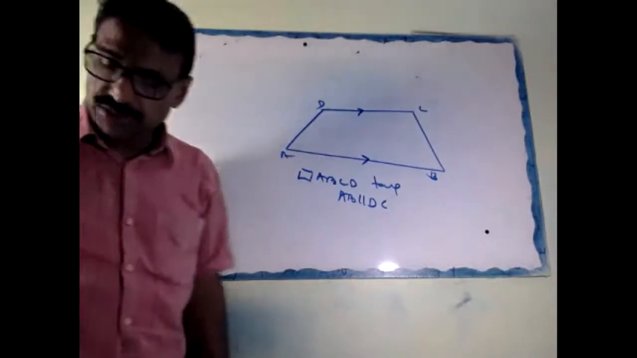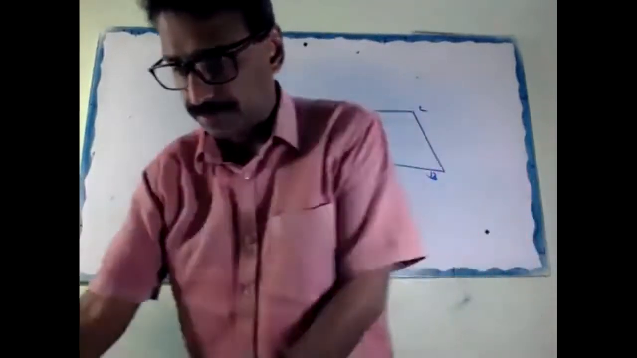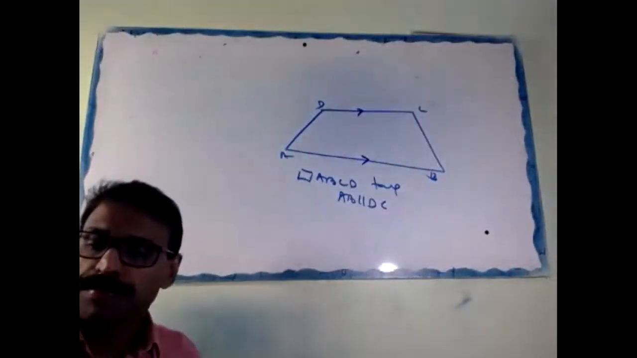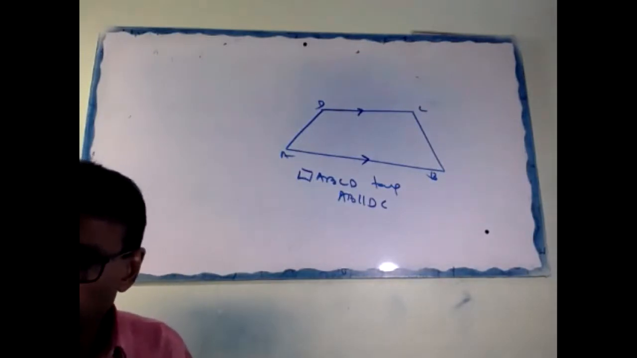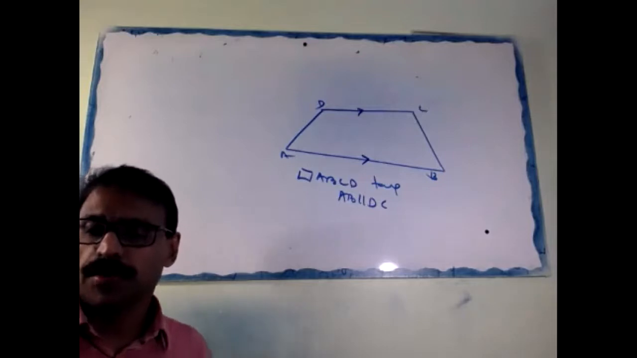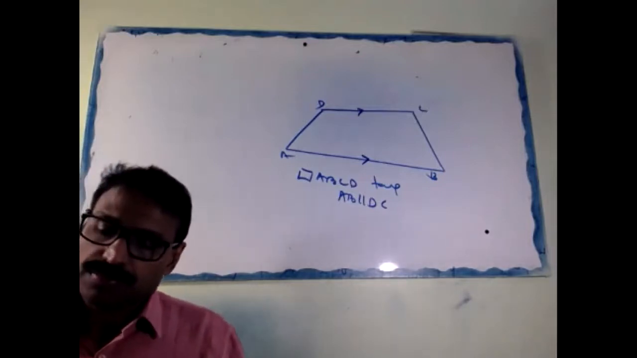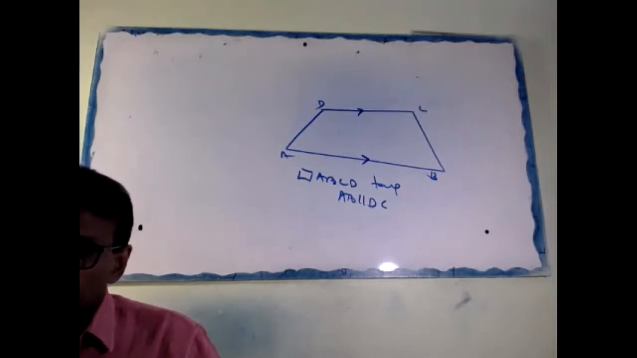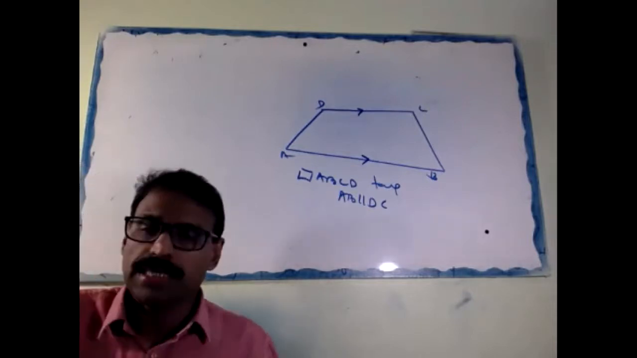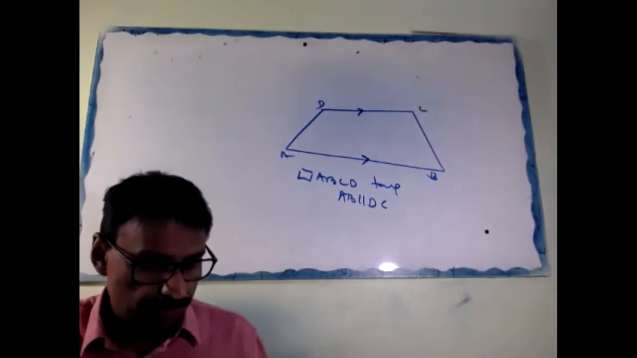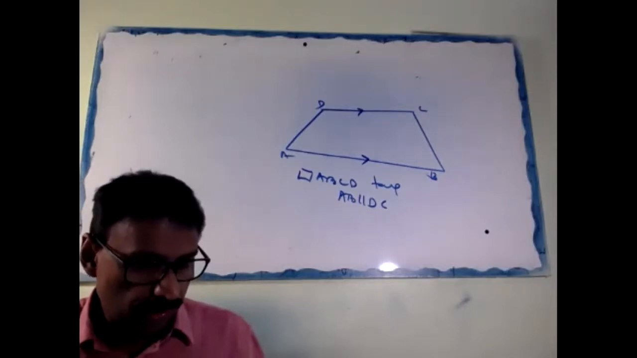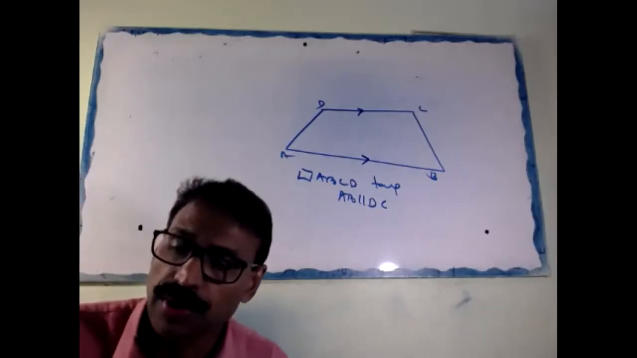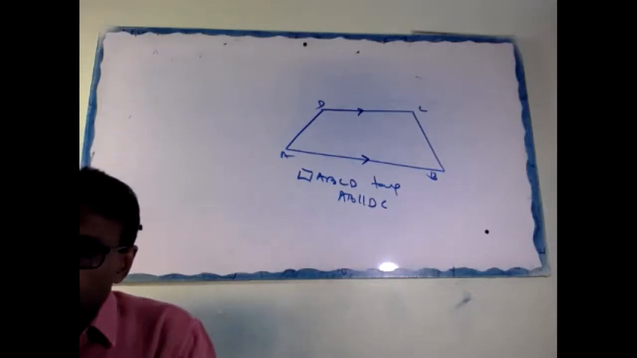Okay, next one, isosceles trapezium. A trapezium is said to be an isosceles trapezium if its non-parallel sides are equal.